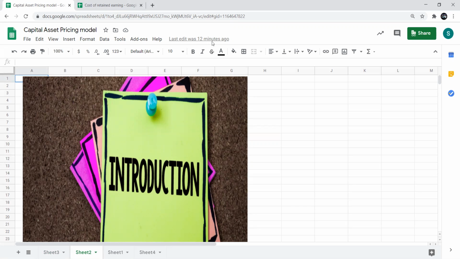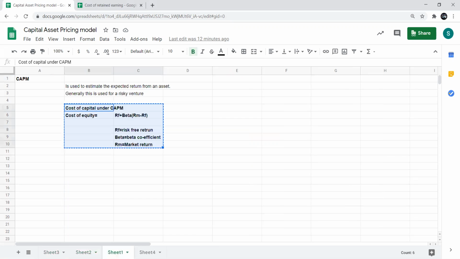So today, let us first move on with how to solve a problem based upon the capital asset pricing model. It's also popularly known as CAPM. CAPM is generally used for a risky venture. When the venture you are carrying out is of a risky sort, under such a situation I will be using the CAPM method. Under that, I will be estimating the return I can realize from my asset investment.